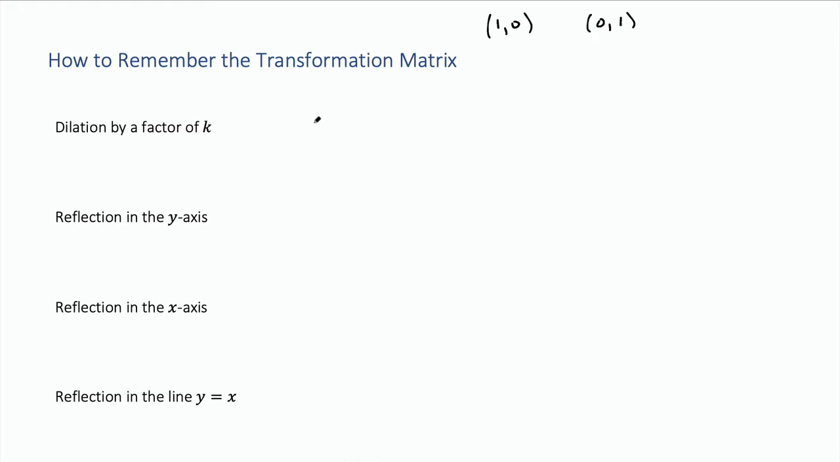So for example, for dilation by a factor of k, if I just look at the point (1, 0) and I dilate that by a factor of k, that ends up over at the point (k, 0). So this tells me that my first column is going to be (k, 0) for the transformation matrix. The point (0, 1), if I dilate that by a factor of k, ends up at the point (0, k), which means that that's my second column. And this pattern works for each one. I'm going to go through each one so you can see that.